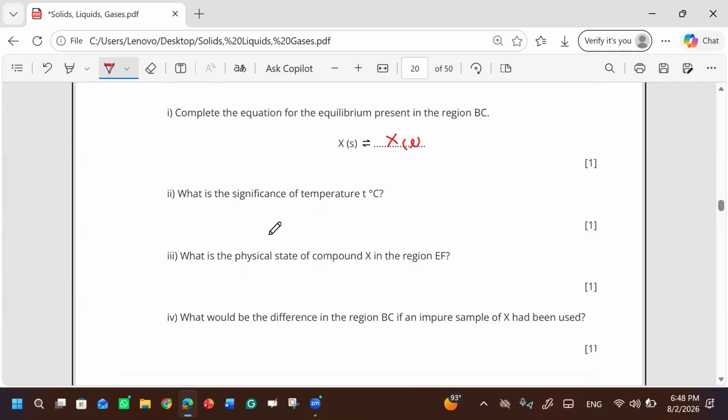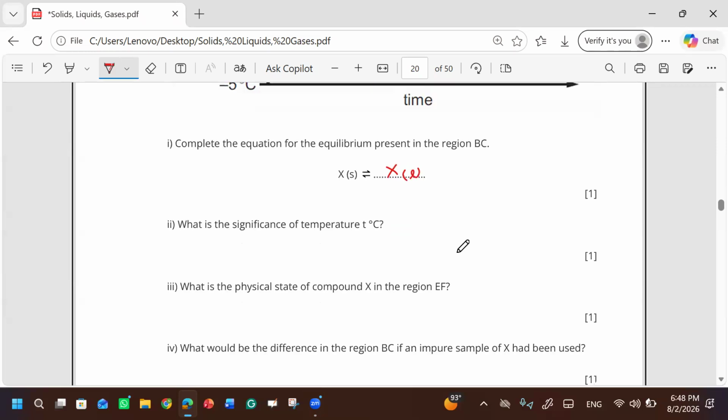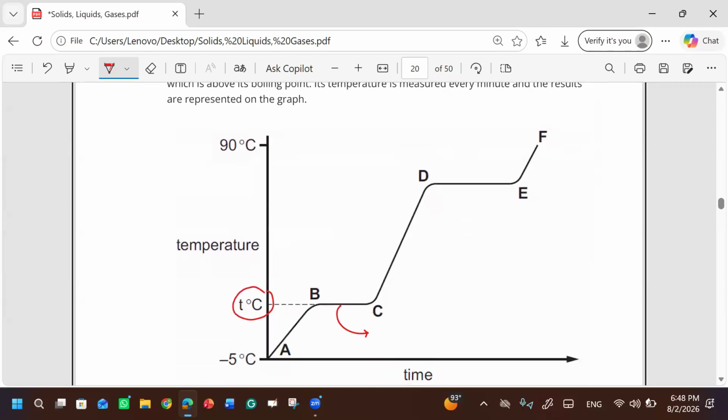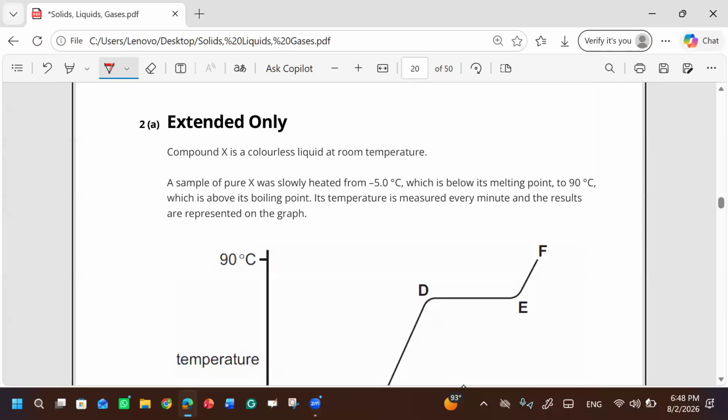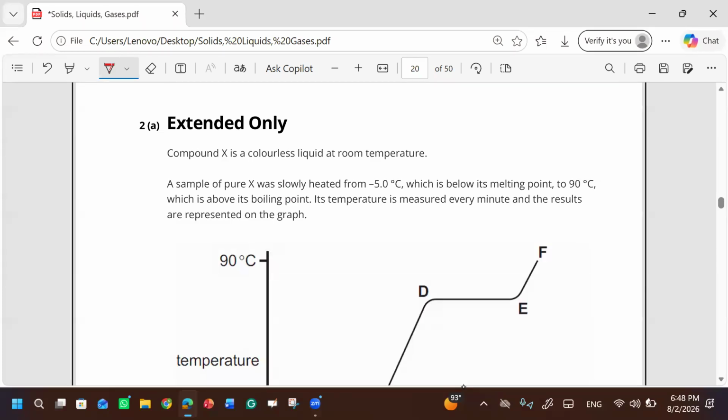What is the physical state of the compound X in the region EF? Yeah, in the region EF, it will be a gas, a vapor. There, it will be in the gaseous state.